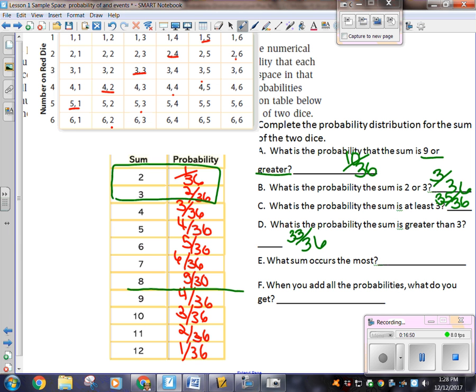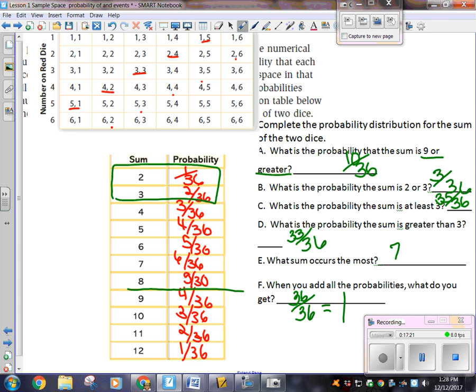Am I making sense here? Is everybody kind of getting what we're doing? Okay. What sum occurs the most? 7. When you add all the probabilities, what do you get? You get 36 out of 36. What is 36 out of 36 the same as? 1. That means that basically you got 100% of it. So if you have all of the probabilities that are distributed across the table, you should get 100%, or 36 out of 36, or it should equal 1. Everybody good with that one?